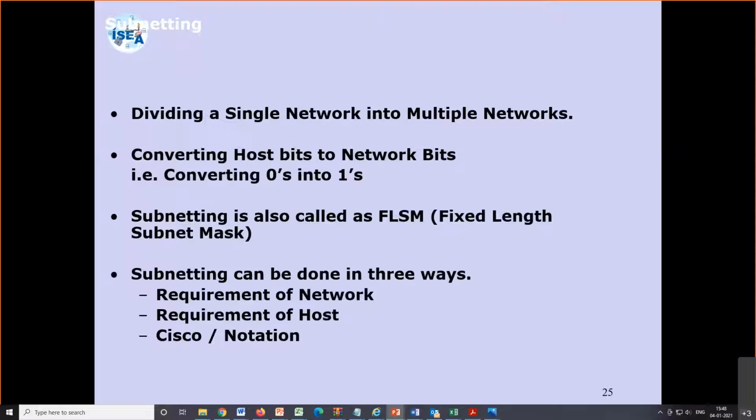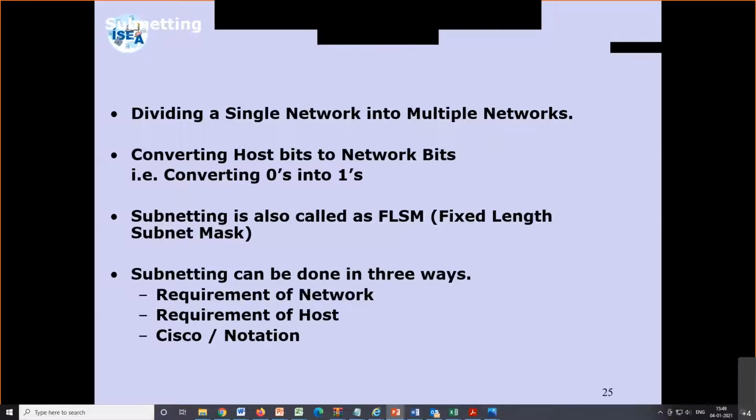Subnetting can be done in 3 ways: requirement of network, requirement of host, and Cisco notation. Basically you need to understand how many systems there are, and based on that, how you want to divide it. If you have only 16 systems, and 256 is the maximum, 256 divided by 16 gives 16 networks you can divide it into.